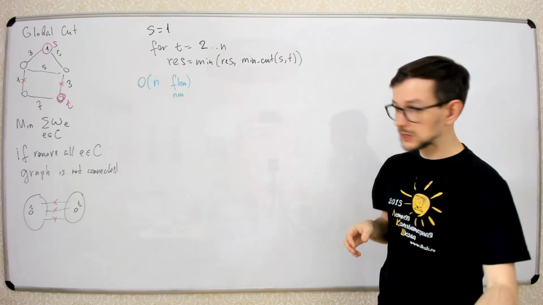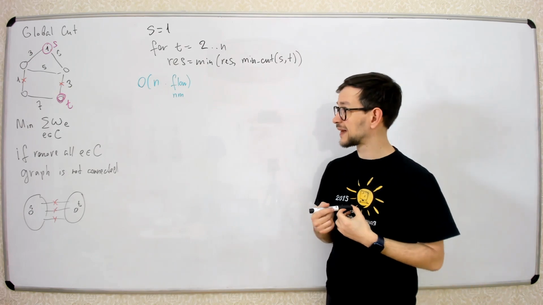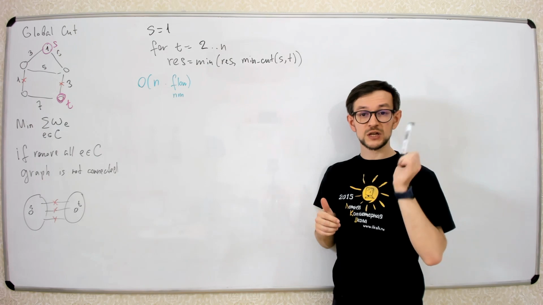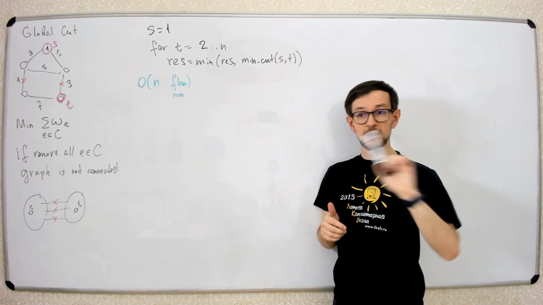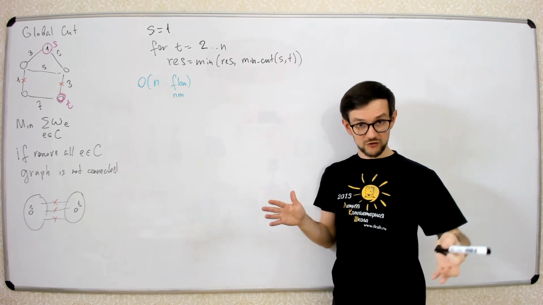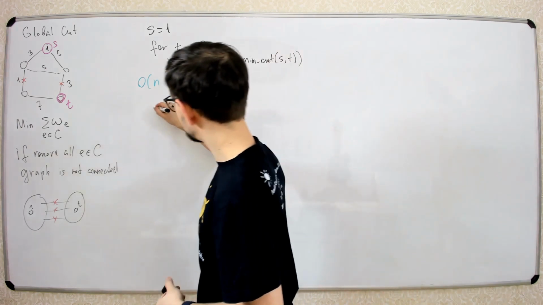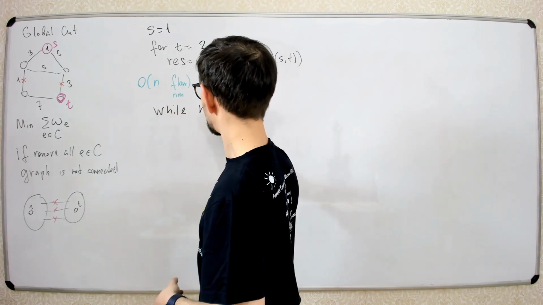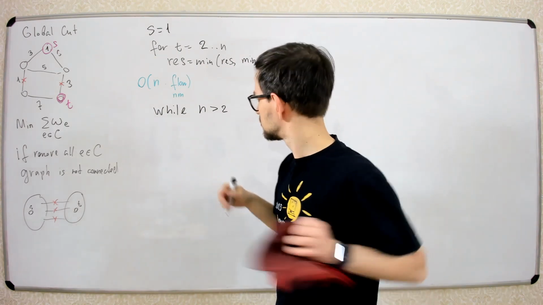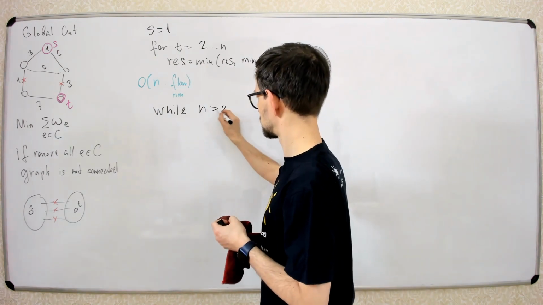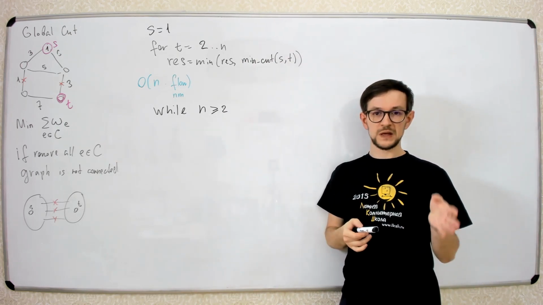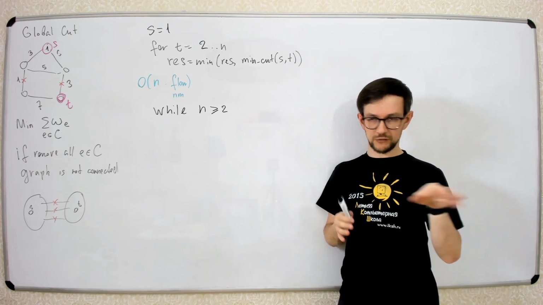Now we'll try to make a better polynomial algorithm. Let's try it from a different angle. So let's take the graph, and if we have at least 2 nodes in the graph, let's pick 2 random nodes.